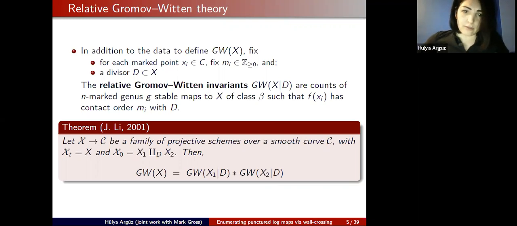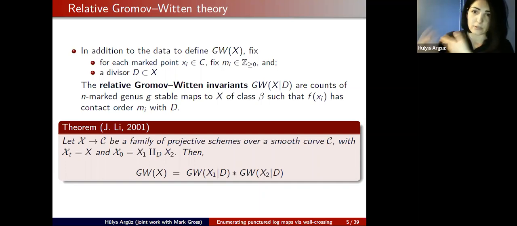Okay, and why is relative Gromov-Witten theory interesting? There are several reasons. One of them is the degeneration formula, one of the main tools to compute Gromov-Witten invariants. It tells you that you can recover absolute Gromov-Witten invariants of a space X in terms of relative Gromov-Witten invariants if you degenerate X into two components, X_1 and X_2, meeting along a divisor D. You can recover absolute Gromov-Witten invariants by a formula using relative Gromov-Witten invariants of X_1 relative to D and X_2 relative to D.